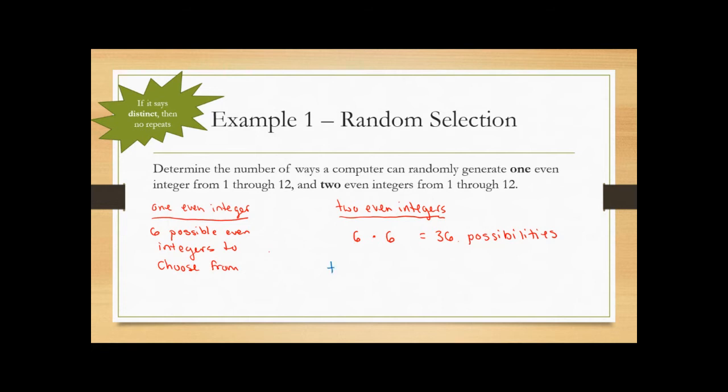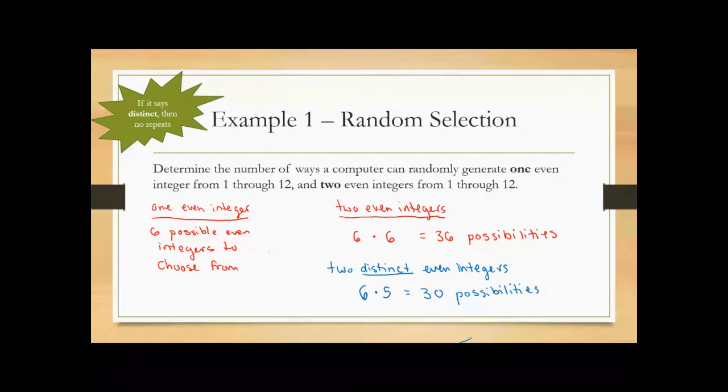Now, if it had said 2 distinct even integers, that would mean you can't pick the same number twice. So you have 6 choices for your first number, but now one of them has already been chosen, so that means there's 5 choices left. And so that actually gives us 30 possibilities. So it matters whether you're allowed to reuse a number from what you're picking from.